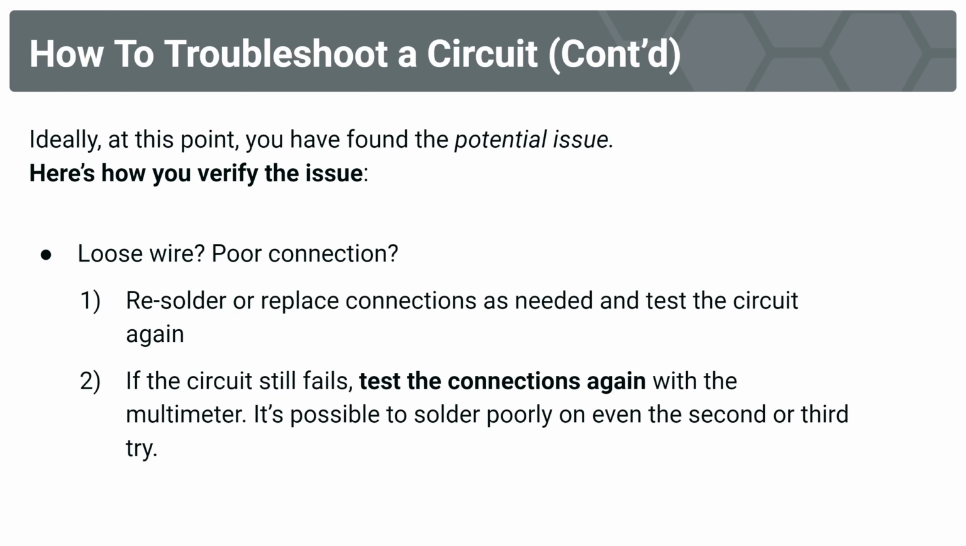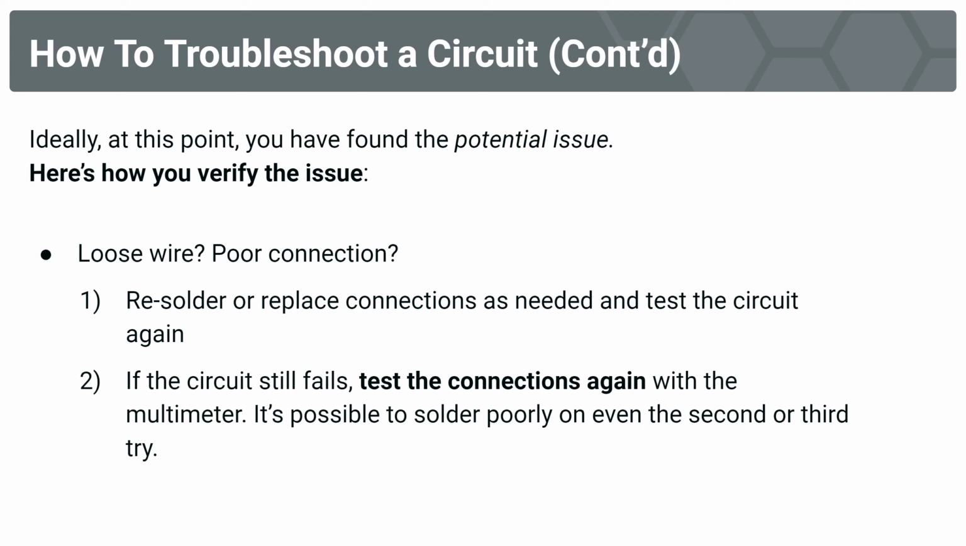Okay, let's say you found the potential issue to be a poor connection, say a loose wire. You verify it by resoldering or replacing the connection as needed. You replace the jumper wire, you replace the breadboard, maybe the breadboard is faulty, or you resolder the joint. Test the circuit again. If the circuit fails, test the connections again with the multimeter. Perform a continuity test. With soldering, it's very easy to resolder twice or thrice and still have the joint soldered just as poorly as the first time.